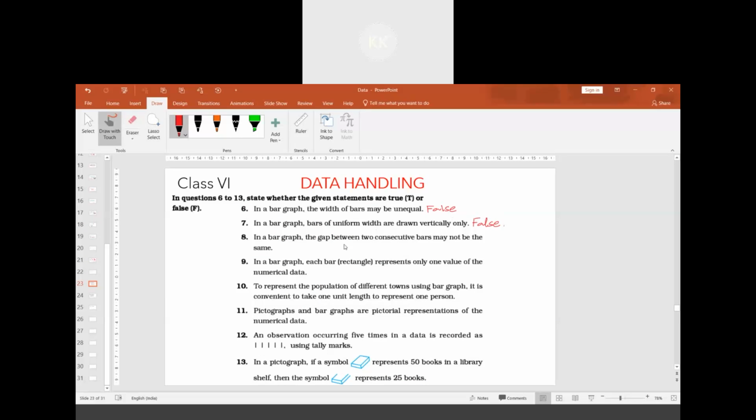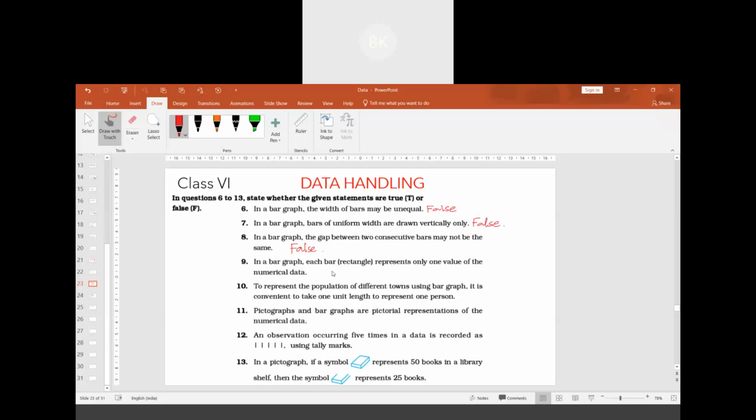Statement number 8. In a bar graph, the gap between two consecutive bars may not be the same. False, sir. It has to be the same. The distance should be the same in all bar graphs, sir.